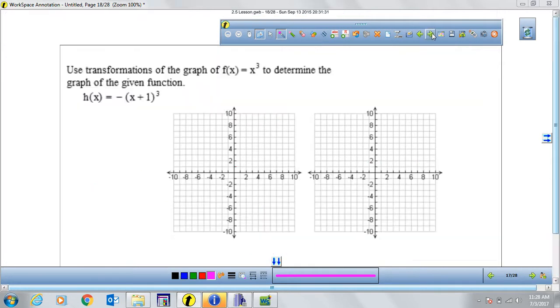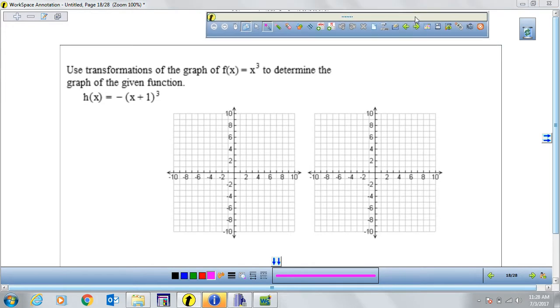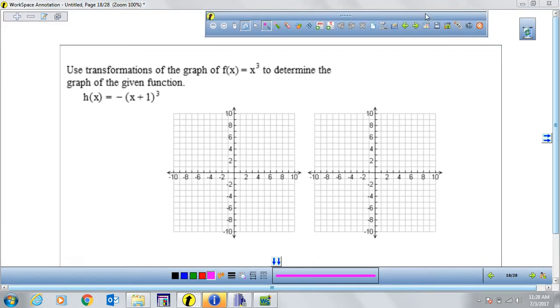Now, let's take a look at the next problem here. We're going to do this one. Use transformations of the graph of f of x equals x cubed to determine the graph of the given function h of x equals negative x plus 1 to the third power.